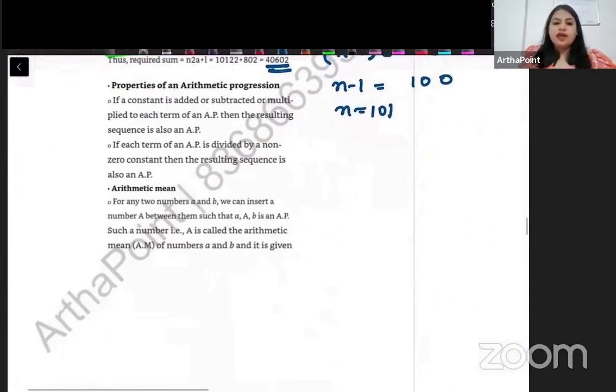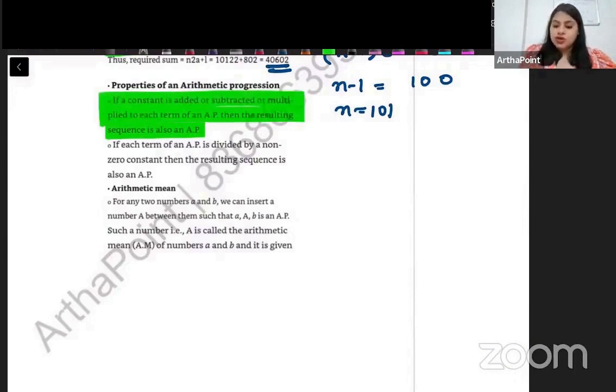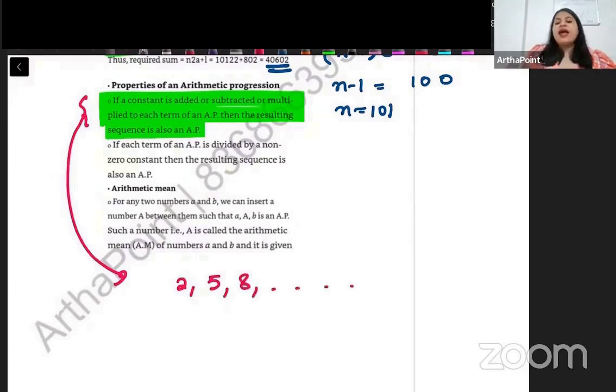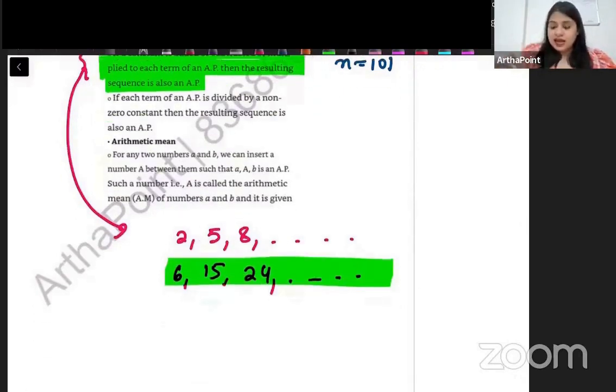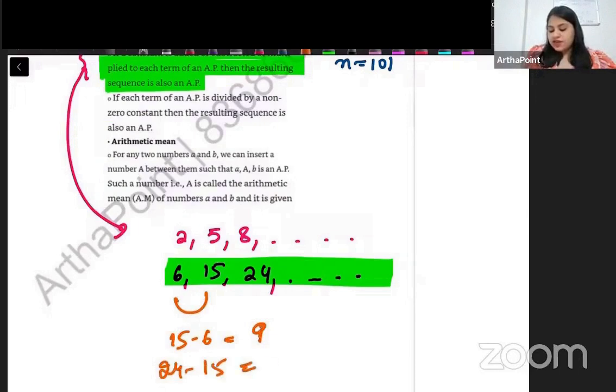Let us go to the properties of AP. If a constant is added, subtracted or multiplied to each term of an AP, then the resulting sequence is also an AP, of course. So if I start with an AP 2, 5, so a gap of 3, 8 and so on, and I multiply the entire AP by, let's say, 3, then 3 into 2 is 6, 5 into 3 is 15, 3 into 8 is 24 and so on. So if I multiply the entire AP with something, beta, then this will also be an AP. If you see here, 15 minus 6 is 9, 24 minus 15 is 9 and so on.